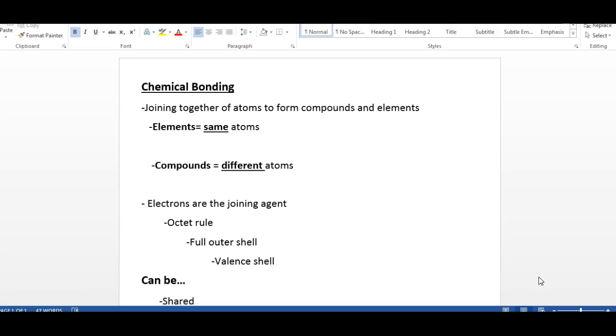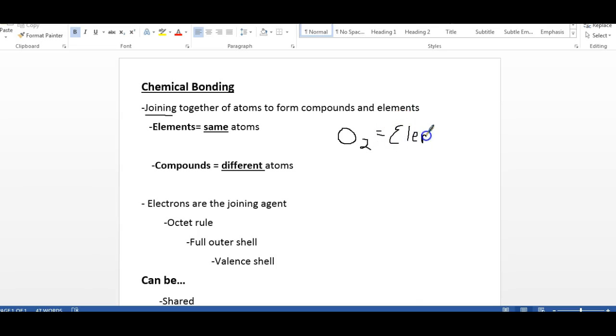So for today we're looking at something called chemical bonding, which is the joining together of atoms to form compounds and elements. These can be elements, which are the same atoms, or compounds, which are different. If we're looking at elements, we might look at oxygen, O2. The subscript tells us how many atoms. O2 is an element. It's the same atom.